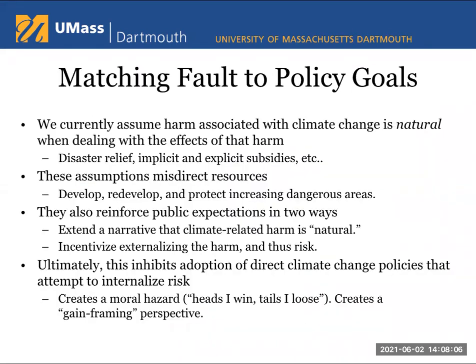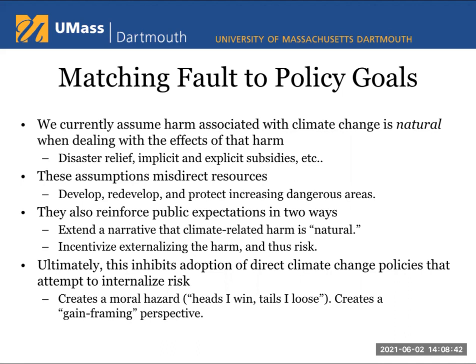So this is the idea of matching fault to policy goals. We currently assume harm associated with climate change is natural when dealing with the effects of that harm. That's the disaster relief, implicit and explicit subsidies, et cetera, in the United States. These assumptions misdirect resources. We develop, redevelop, and protect increasingly dangerous areas. They also reinforce public expectations in two important ways. They extend a narrative that climate-related harm is natural, and they incentivize externalizing the harm and thus the risk. Ultimately, this inhibits adoption of direct climate change policies that attempt to internalize risk.